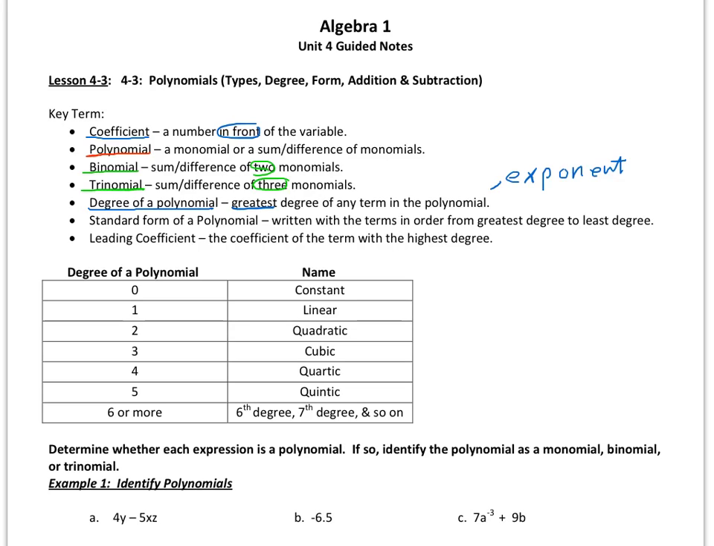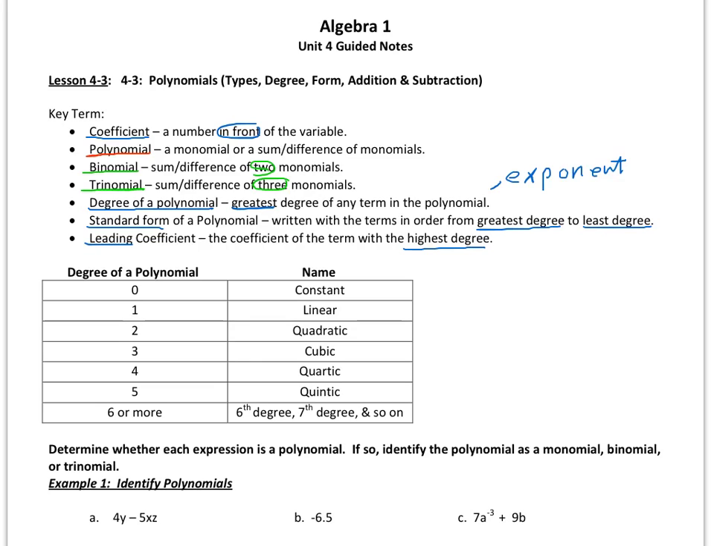The standard form of a polynomial basically writes it so that the monomials are ordered in such a way that the greatest power is first and then the smallest power is last. Again, power or exponent or degree, but officially we call it degree. The leading coefficient is the coefficient that is in front of the highest degree, or in front of the monomial that has the highest power.